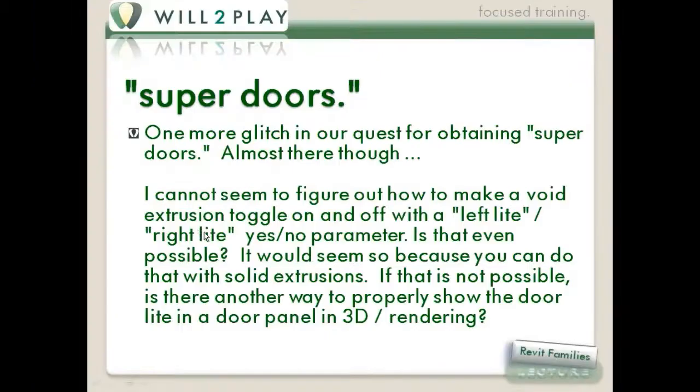Okay, I cannot seem to figure out how to make the void extrusion toggle on and off with the left light, right light, yes, no parameters. Is this even possible? Blah, blah, blah, blah. Okay.